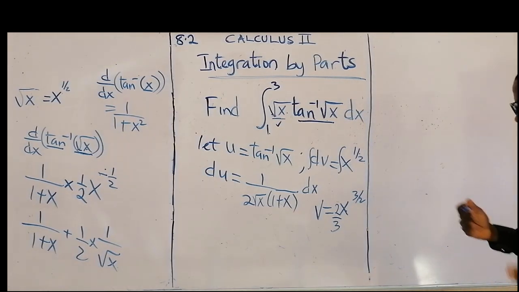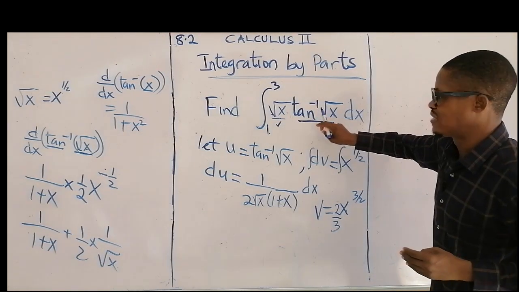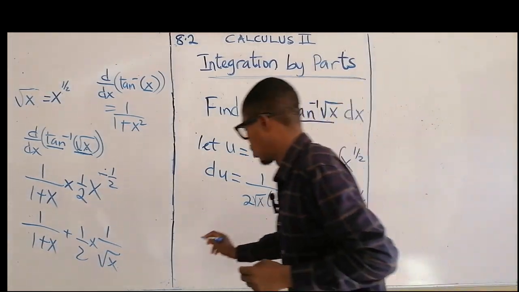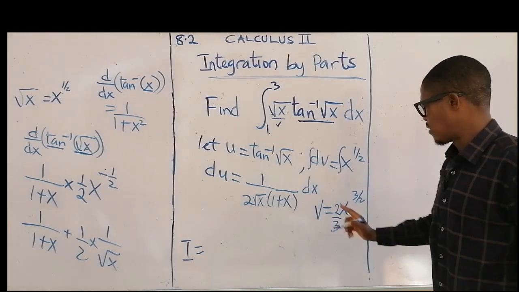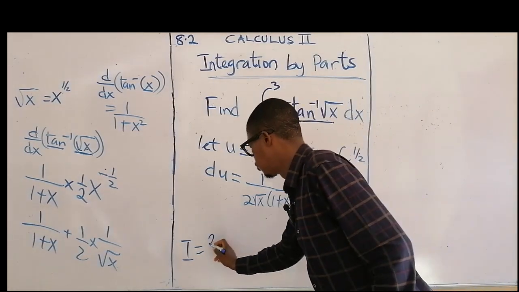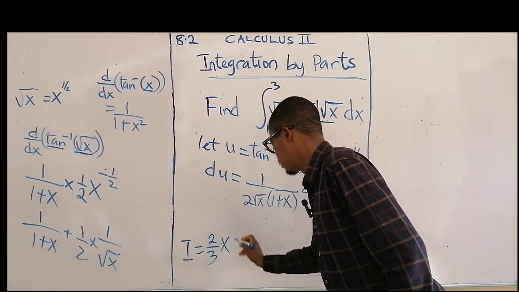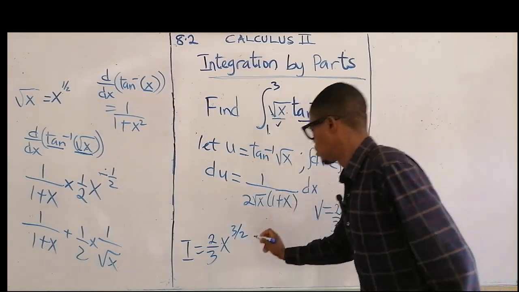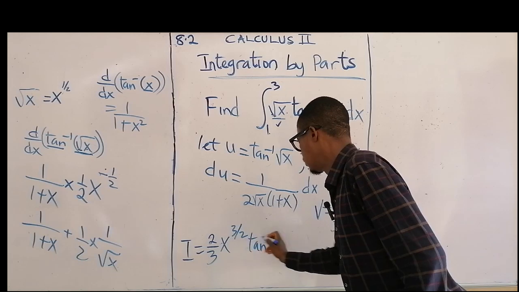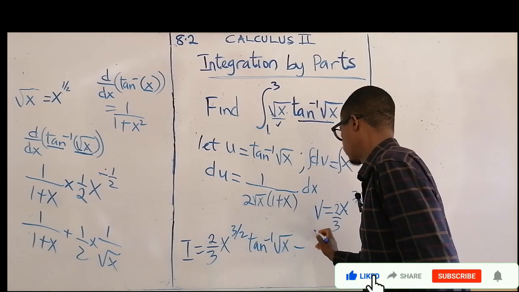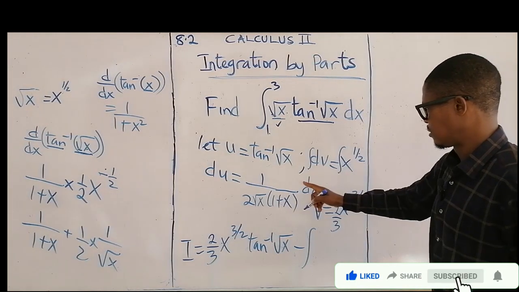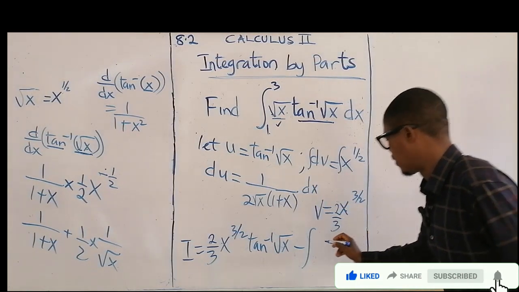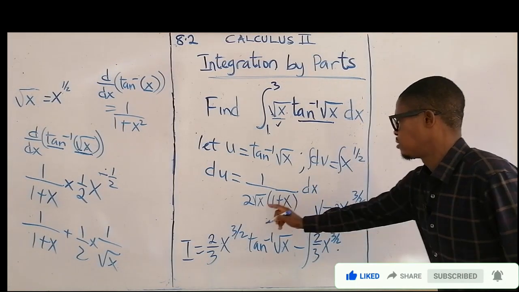So let's begin to do the substitution. Let's give this question a symbol. I'm going to call it I. My u is this, my v is this. So I'm having 2 over 3 times this, and then arctan square root of x, minus the integral of v, which is this, times du. So we're having times this, and then this one.